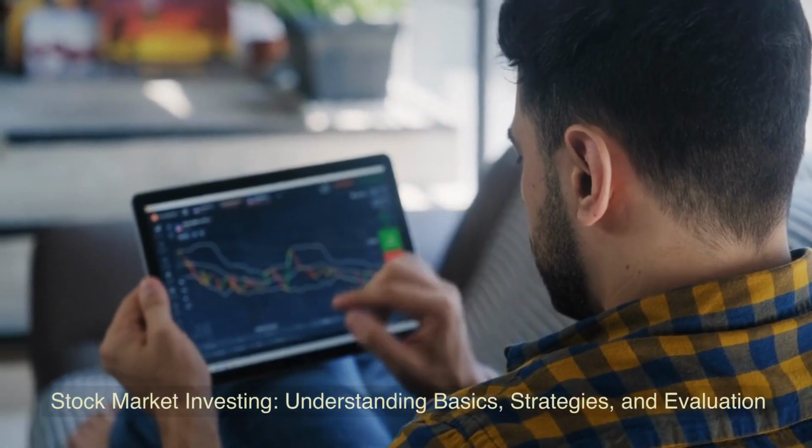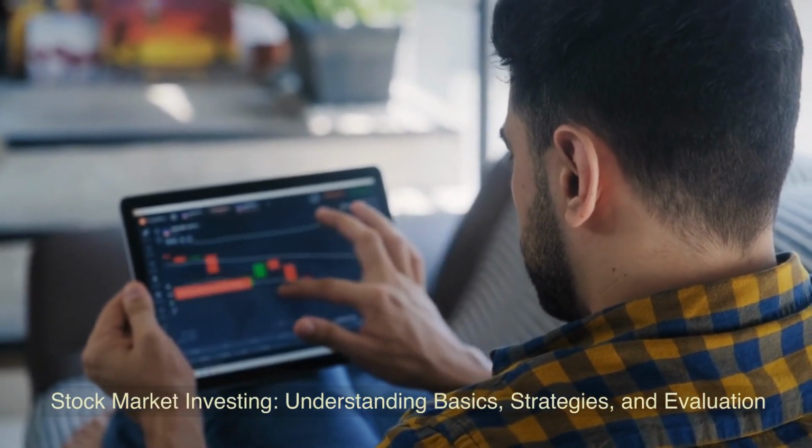Stock market investing. Understanding basics, strategies, and evaluation.